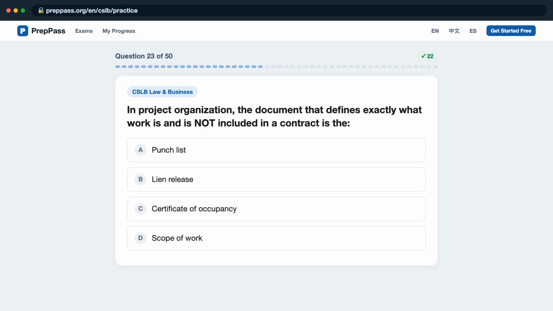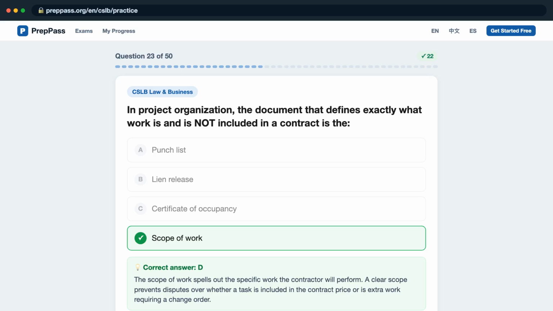Question 23. In project organization, the document that defines exactly what work is and is not included in a contract is: A. Punch list. B. Lien release. C. Certificate of occupancy. D. Scope of work. The correct answer is D.